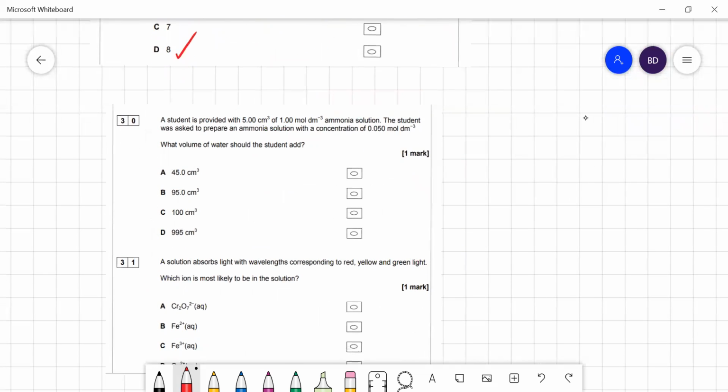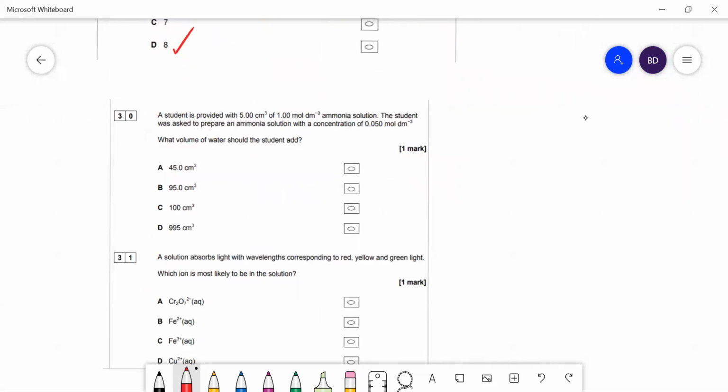A student provided 5 centimeters cubed of 1 molar ammonia and was asked to prepare an ammonia solution with a concentration of 0.05 moles per decimeter cubed. What volume of water should the student add? The way I like to do these is, what are we diluting it by a factor of? We're going from 1 mole per decimeter cubed, and we want to dilute it down to 0.05. So 1 divided by 0.05 is 20. So it's a 20-fold dilution.